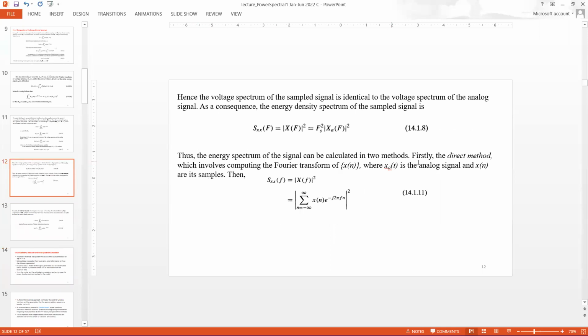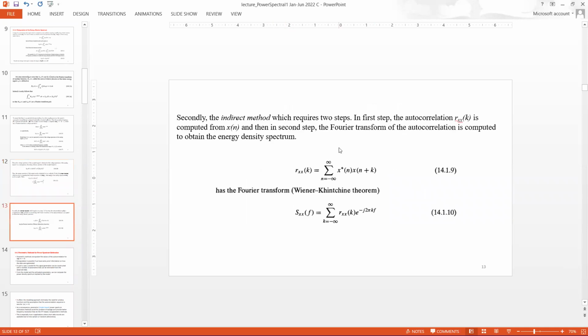What is this? This is the direct method. First is the direct method. Directly we calculate the xn from the signal xa(t), the analog signal to the discrete signal. From the discrete signal, we directly calculate the Fourier transform, and that will give us the energy spectrum.